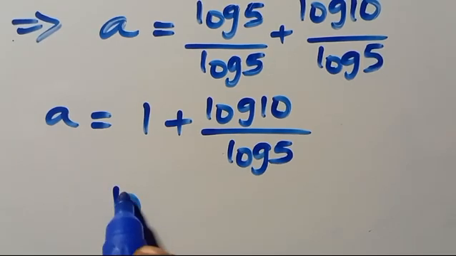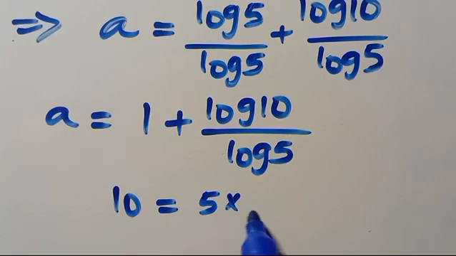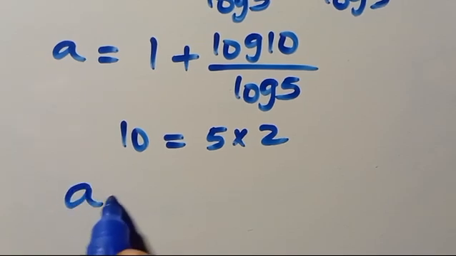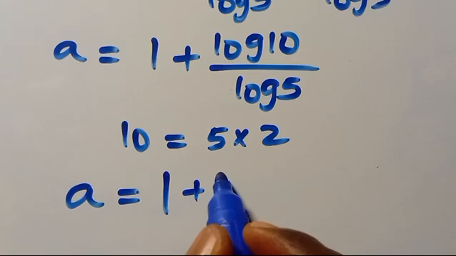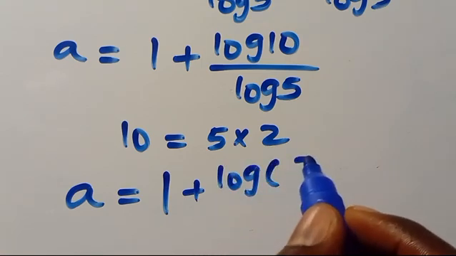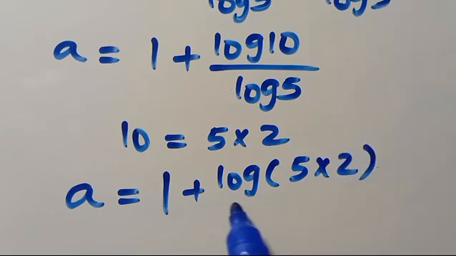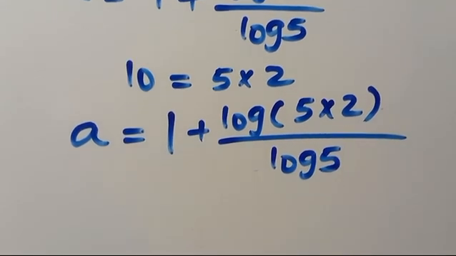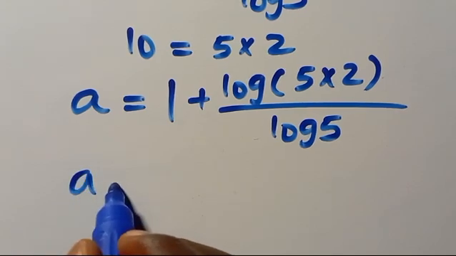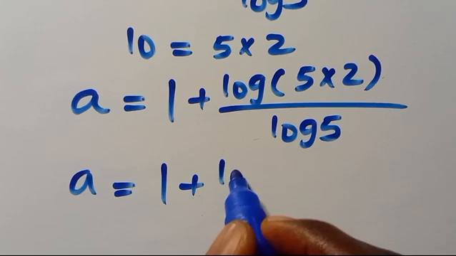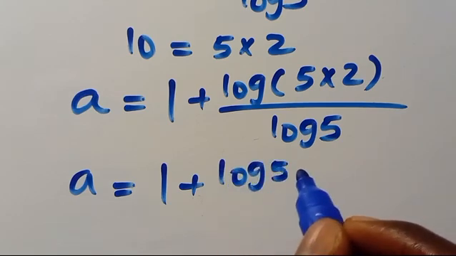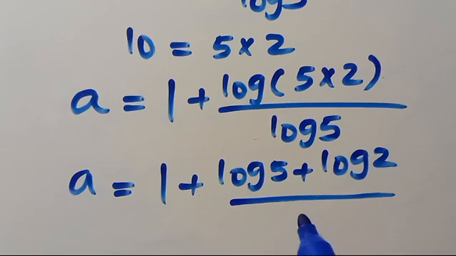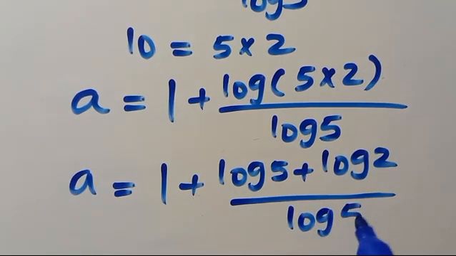Again, we can also have 10 as the product of 5 times 2. So this will be a equals 1 plus log of 5 times 2 over log 5. Again, this will be a equals 1 plus log 5 plus log 2 over log 5.